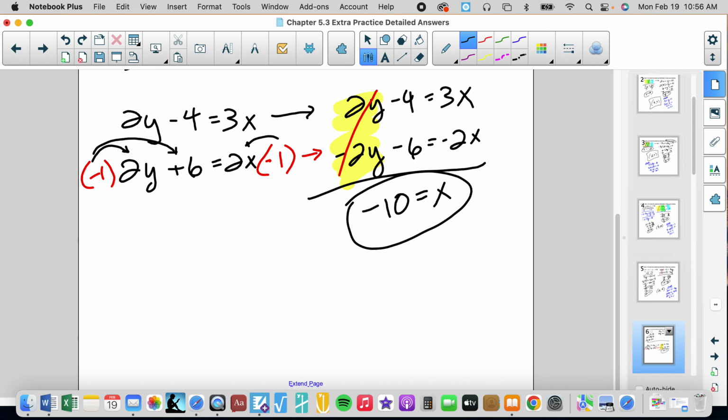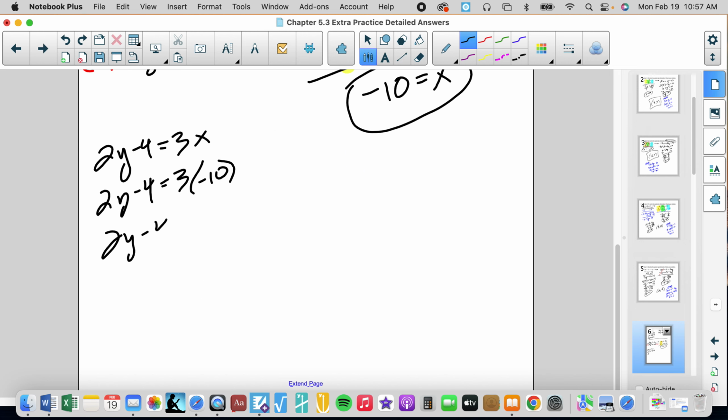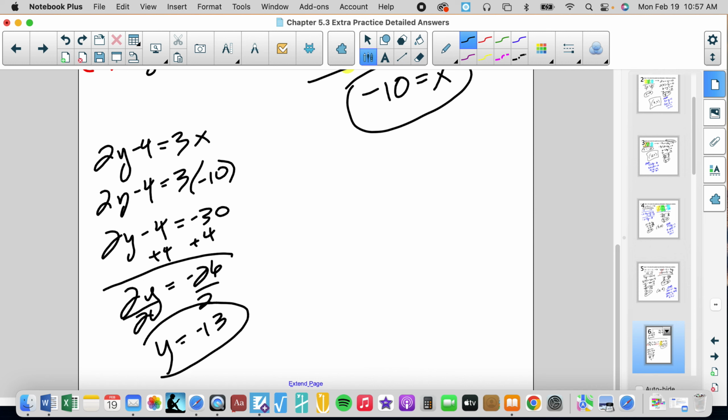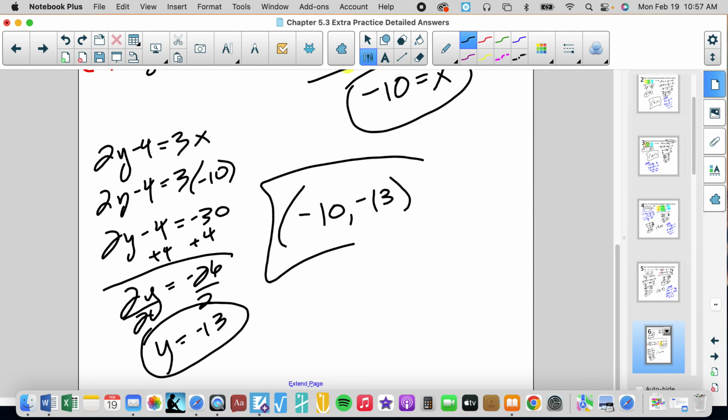Now, I'm going to choose one of the equations to find out what my y is. I'm going to just use the top equation. 2y minus 4 equals 3x. 2y minus 4 equals 3 times -10, substituting my x value in. 2y minus 4 equals -30. Add 4. 2y equals -26, divide by 2, y equals -13. So my solution is -10, -13.